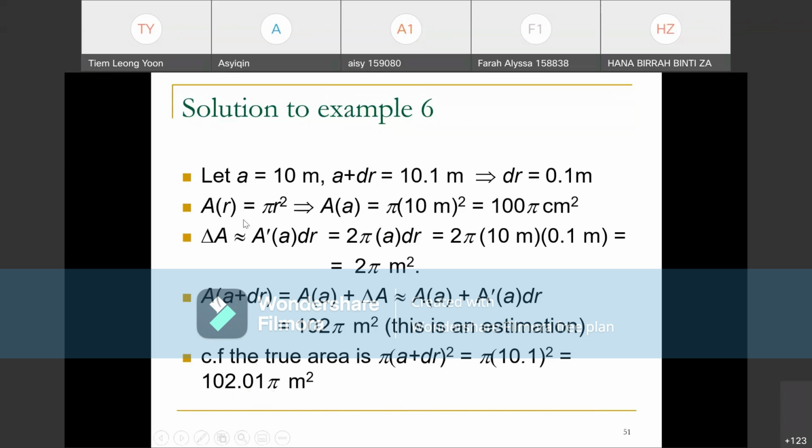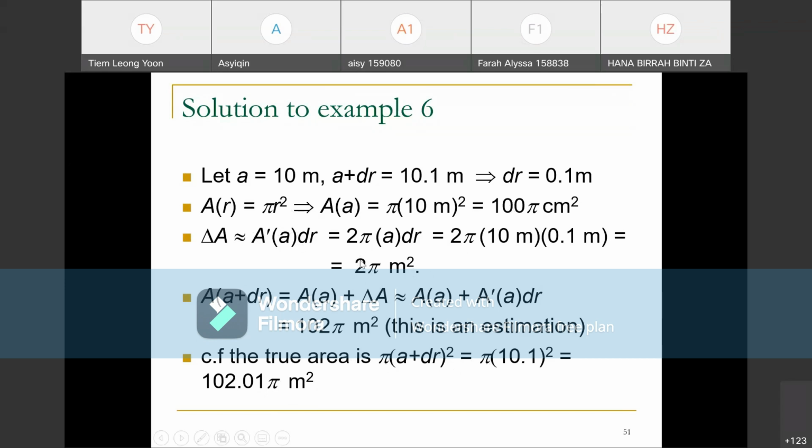But this term gives you an approximation in terms of the linearization of the function, or the differential. Here the differential is just a linearization, or closely related. So this is the answer, which is obtained to be 2 pi as an approximation. Then the exact value of delta A is 102.01 minus 100. So if you take the exact change, you find that it is more or less given by the approximation.